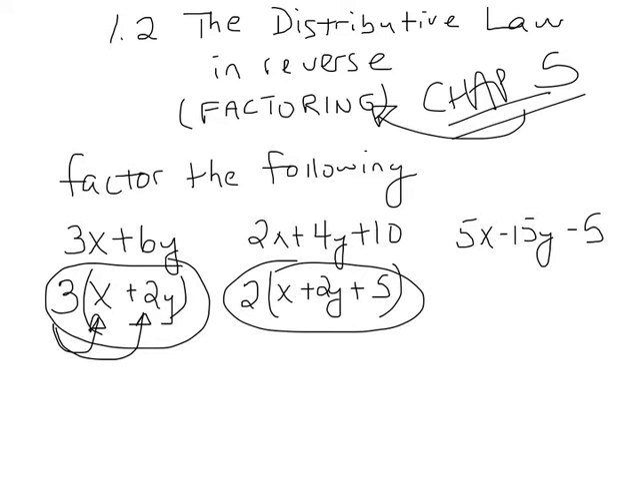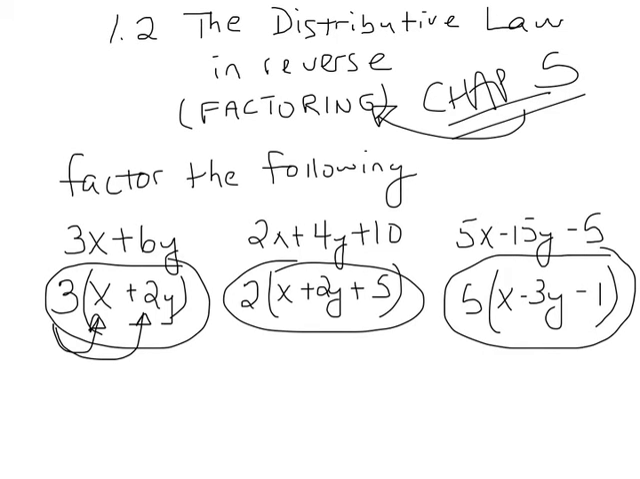And in the third example, the greatest common factor is a 5. If we factor that out, we're left with x in the first term, 3y in the second term, and be careful here, 1 in the third term. If you take a factor of 5 out of 5, the other factor that is left is a 1. So don't forget that 1 right there. Very important.